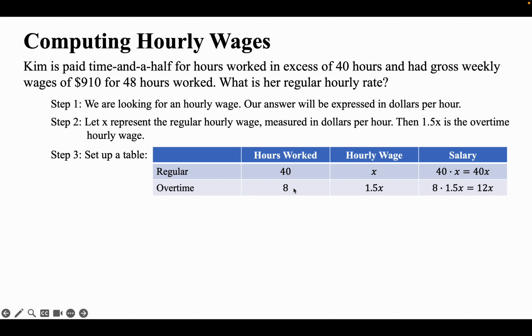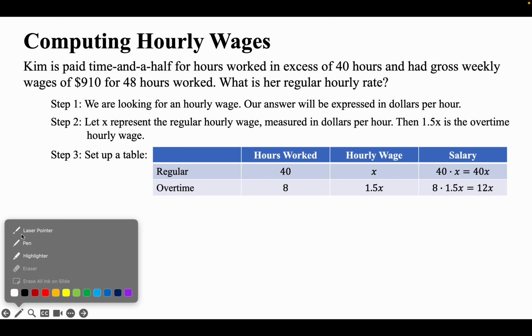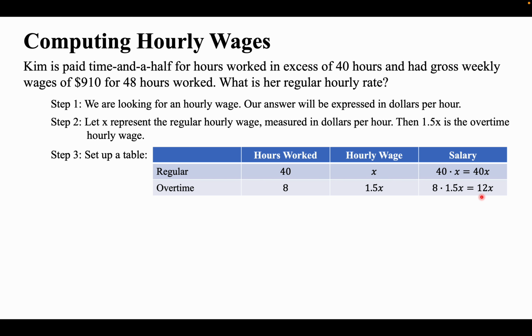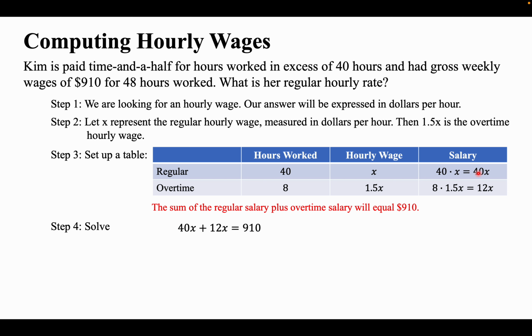How much is she making for those extra 8 hours? Well, it's 8 times the 1.5X. Well, 8 times 1.5X is equal to 12X. Now, the total salary we know is $910. So that means the salary that's coming out of the regular pay plus the salary that's coming from the overtime should equal 910. So that means 40X plus the 12X should equal the total pay.